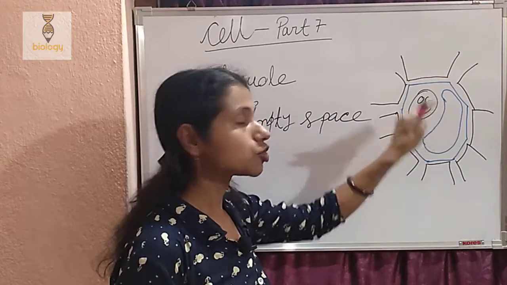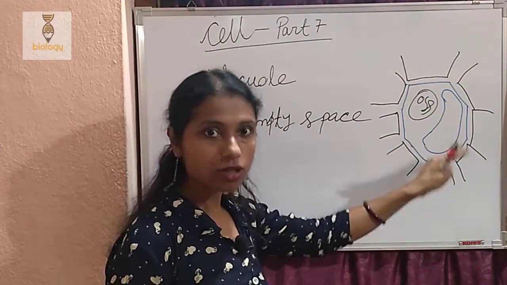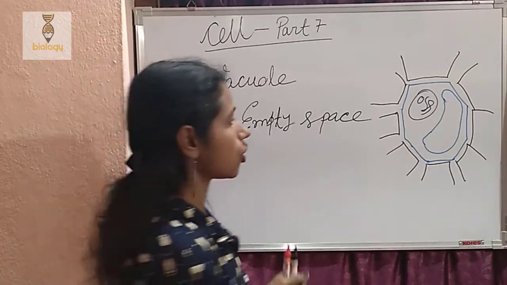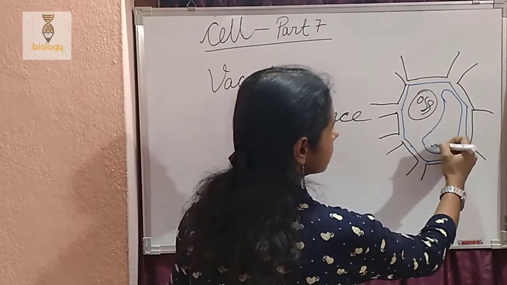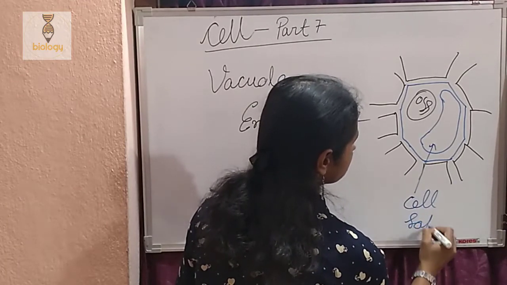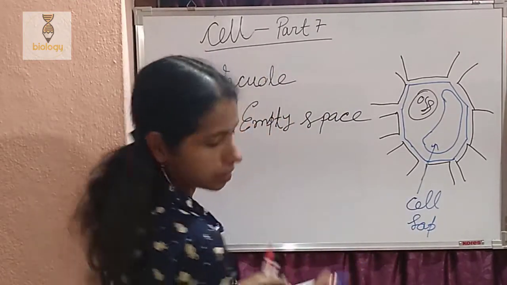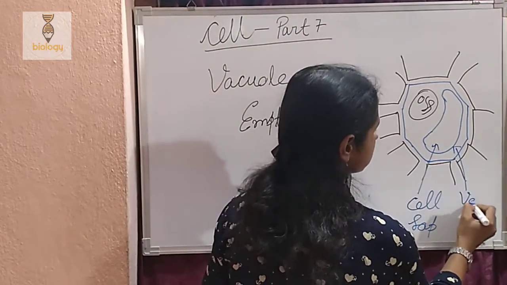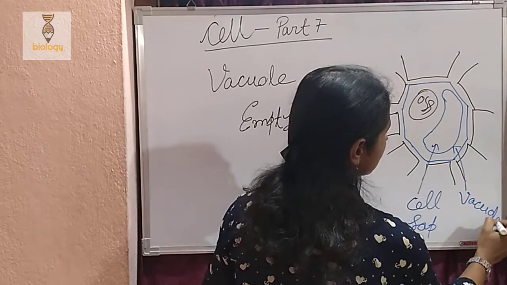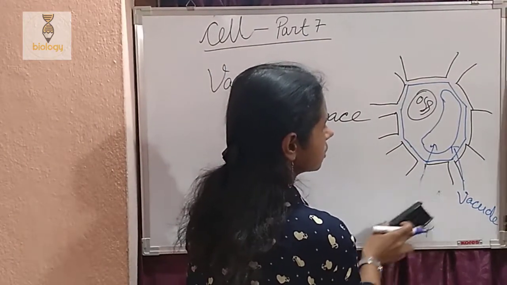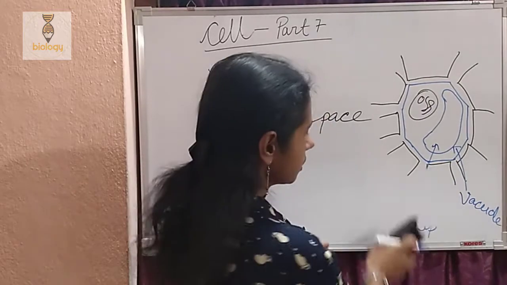It can store solid also, liquid also. And the fluid present here is called cell sap. Okay, cell sap is present here. It is a structure of the vacuole. So inside, cell sap is present here. The fluid present here is called cell sap.